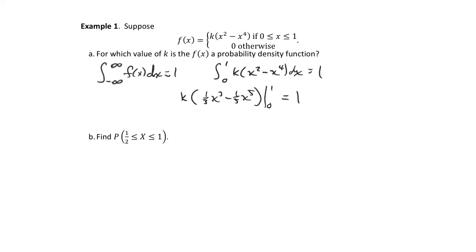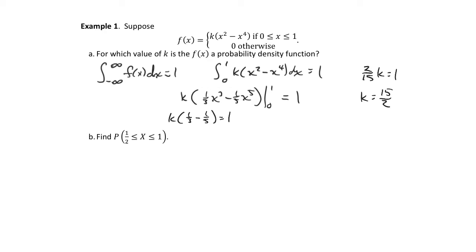When x is 0, x cubed and x to the fifth will equal 0. When x is equal to 1, both of them will equal 1. So we end up with the equation that k times 1/3 minus 1/5 equals 1. Well, 1/3 minus 1/5 is 2/15. K times 2/15 equals 1, which means that k is 15/2. So the value that will give us a probability density function is the same value that will give us an area equal to 1, and in our case it's 15/2.